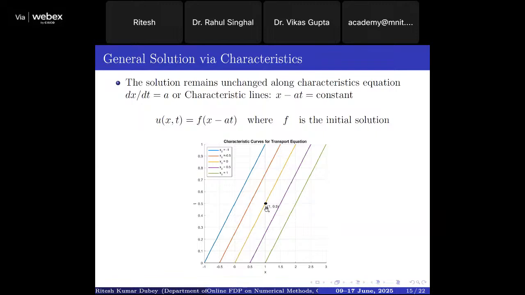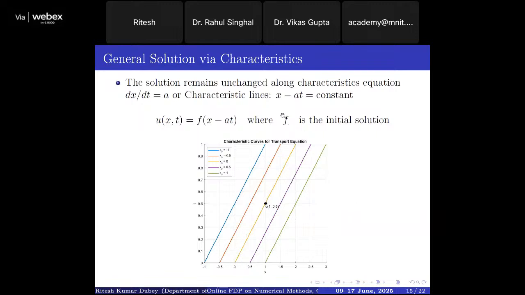So the solution at the point u 1 comma 0.5 will be the same as the solution along this characteristic at time t equal to 0, that means the start of the characteristic curve or line. So this is the property of this equation. That means you can actually represent this solution in terms of the initial solution.